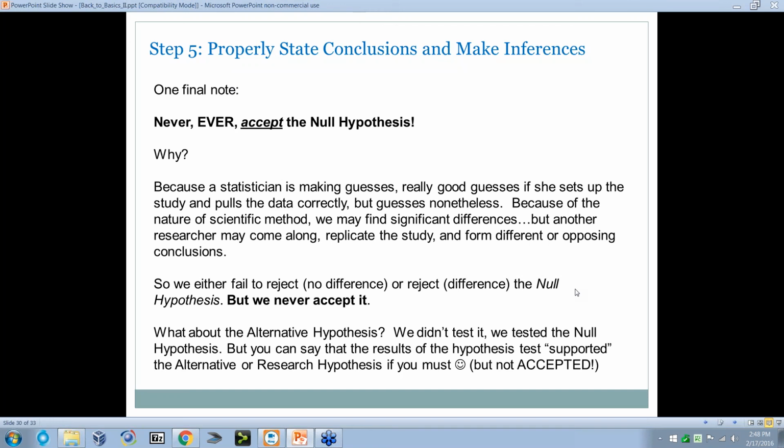Well, what about the alternative hypothesis? Yeah, we also were talking about the null. Well, we didn't test the alternative. We tested the null hypothesis. What you can say about the alternative, and another name for the alternative hypothesis is your research hypothesis, because that's what you were testing, right? That's what you really wanted to know. So you can say that the results of your hypothesis test supported the alternative or research hypothesis if you must, but don't ever say accept. You can support it, but don't accept.